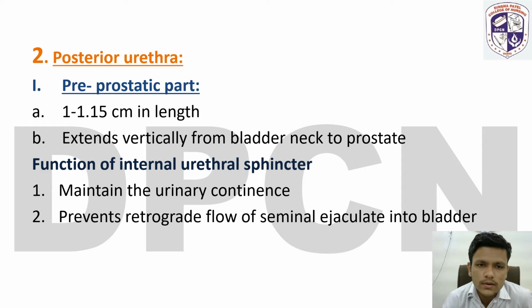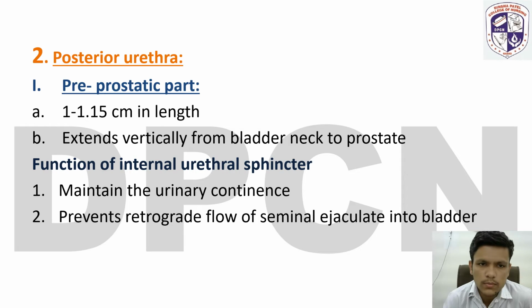So for the posterior urethra, we will see the three parts of the posterior urethra. First of all, the pre-prostatic part. The pre-prostatic part is 1 to 1.5 centimeters in length. Next, it extends vertically from the bladder neck to the prostate. Next, the function of the internal urethral sphincter: first, to maintain urinary continence and prevent the retrograde flow of semen during ejaculation into the bladder. So this is all about the pre-prostatic part in the posterior urethra.